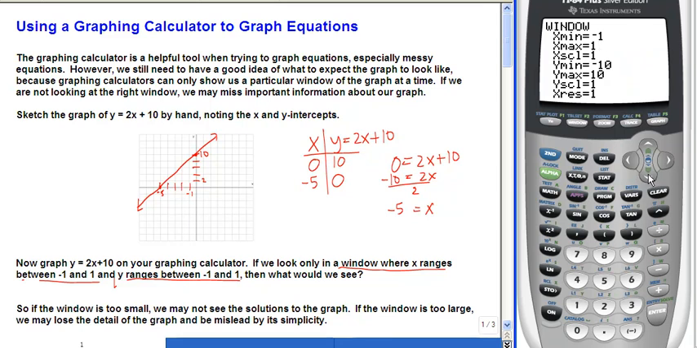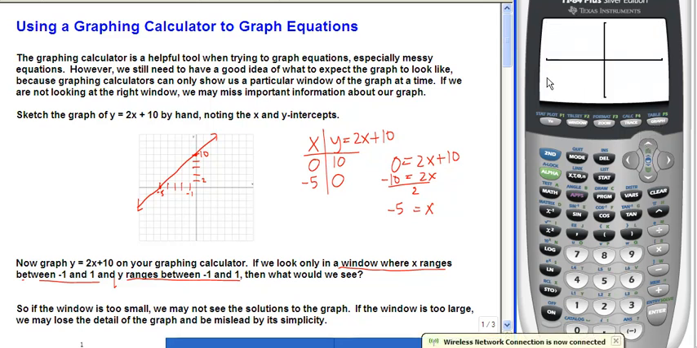And now I'm going to arrow down and go to my y min and change that to -1 as well, and change my y max to +1. Your mins should always be smaller than your maxes. And this XRes stands for X resolution. Usually I just leave that at the default value of 1. So now let's take a look at our graph.